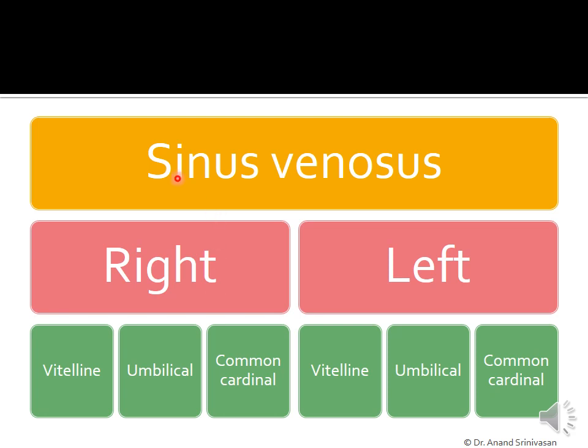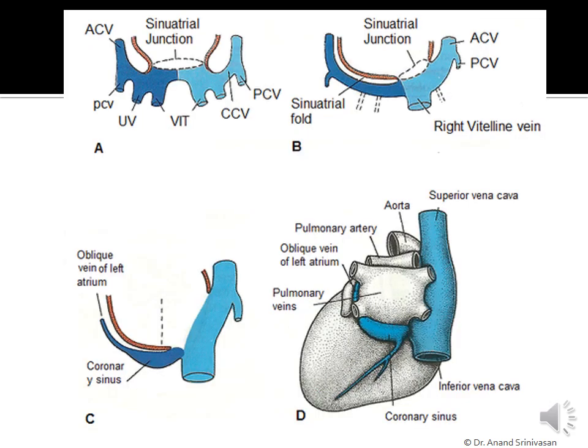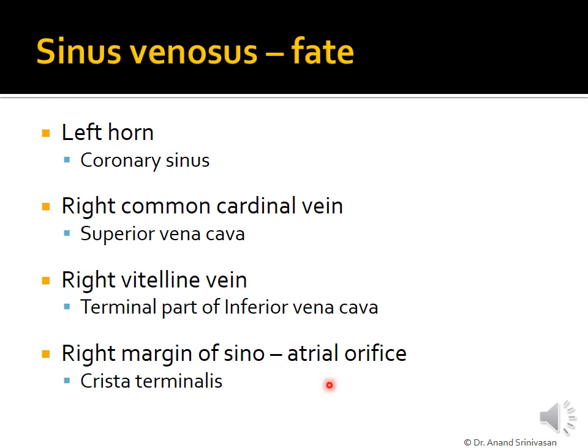The sinus venosus, the lowermost part of the heart loop, has a right horn and a left horn. From each horn, there is a vitelline vein, an umbilical vein, and a common cardinal vein. The right margin of the sinoatrial orifice is the one which forms the crista.